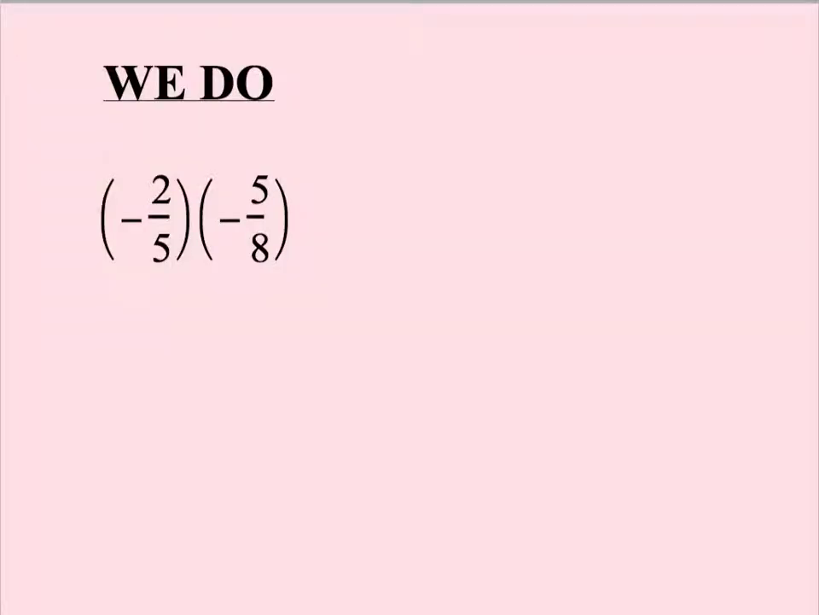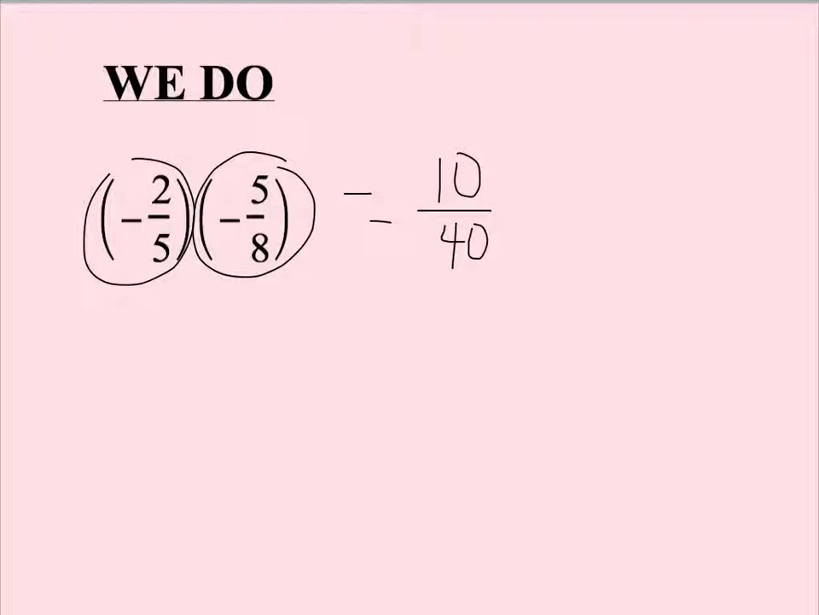Okay, try these with me. So here I have a negative times a negative, so I know my answer will be positive. 2 times 5 is 10, and 5 times 8 is 40. Okay, I can cross off the zeros, and my answer is 1/4.